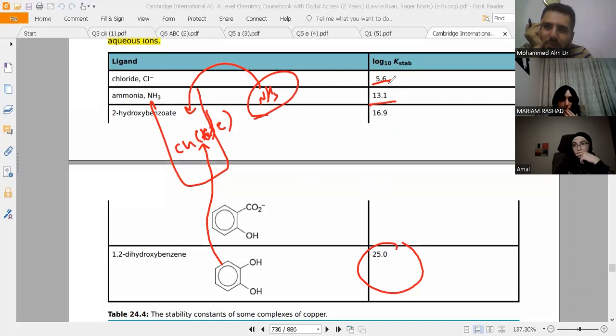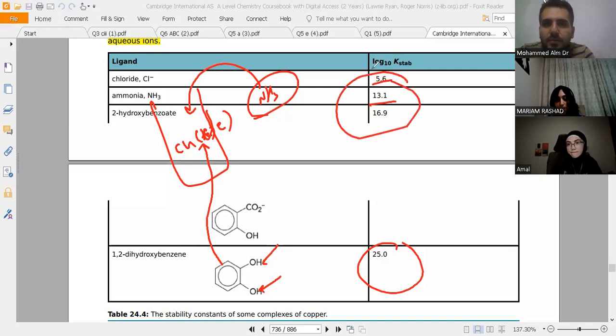No. Why? Bidentate. It is bidentate. It uses this O and this O to make two bonds. So it is bidentate. Bidentate always have higher Kstab than mono. These are mono. Okay? Always bidentate have larger value.